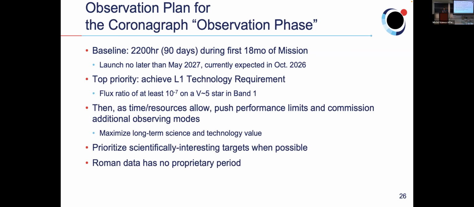And one important thing I really want to stress is that Roman as a mission is doing something new. There's no proprietary period on any data coming out of the Roman coronagraph instrument or the Roman wide field instrument, at least after our initial commissioning period's done, which is only the first couple months of the mission. So this data will all be immediately available for you to play with.